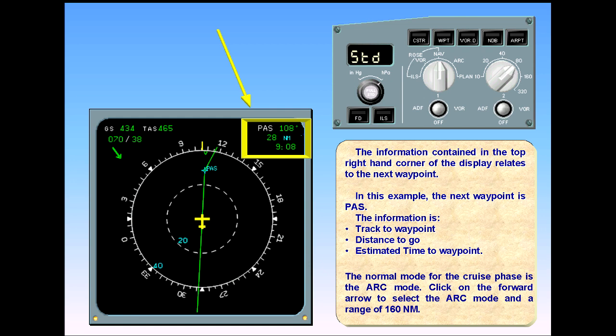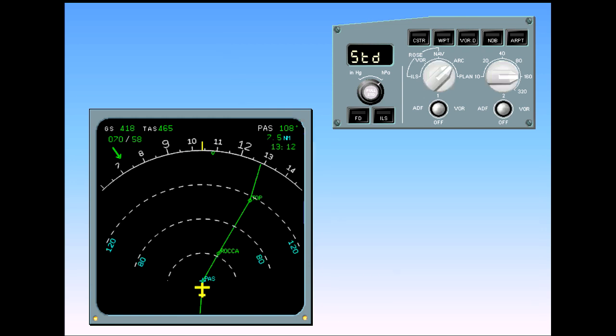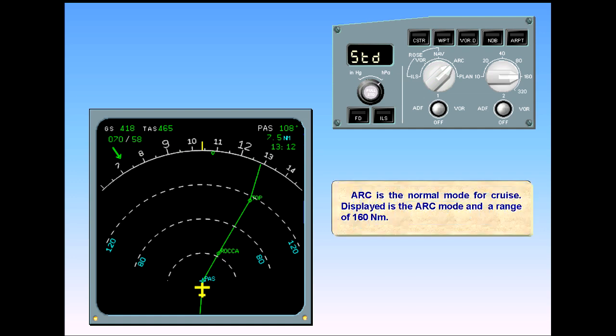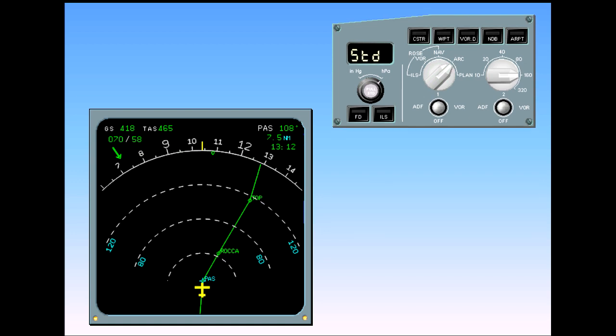Click on the forward arrow to select the ARC mode and a range of 160 nautical miles. ARC is the normal mode for cruise. Displayed is the ARC mode and a range of 160 nautical miles. Using the push buttons at the top of the EFIS control panel, additional information can be displayed. We'll discuss the constraint button first.